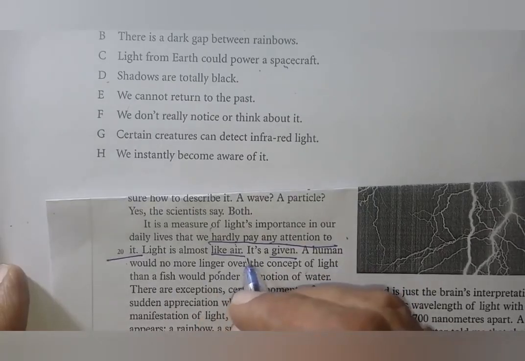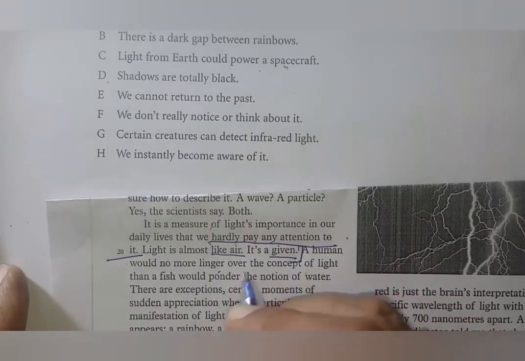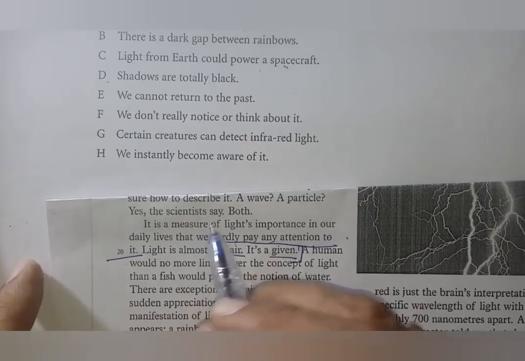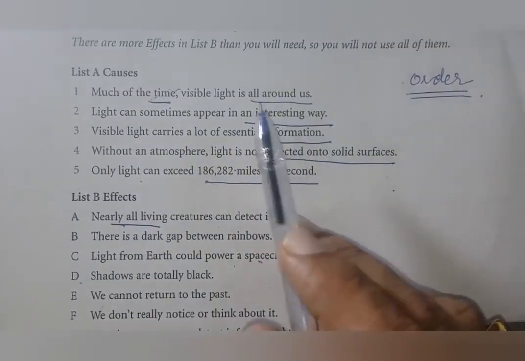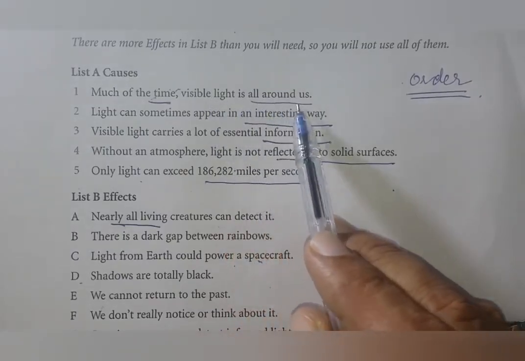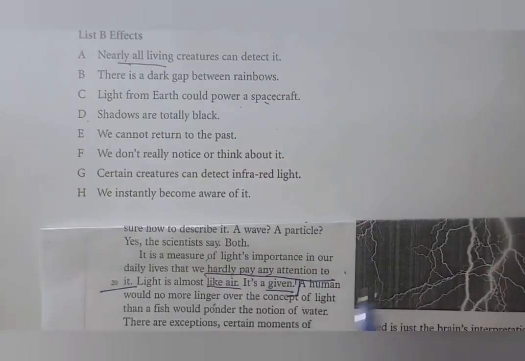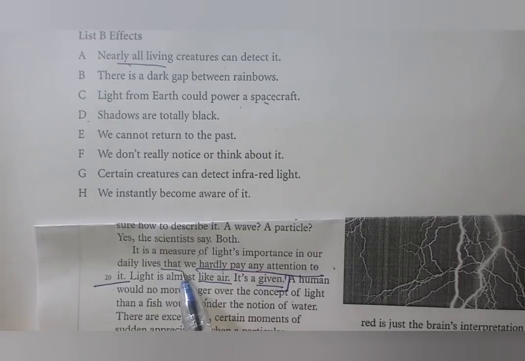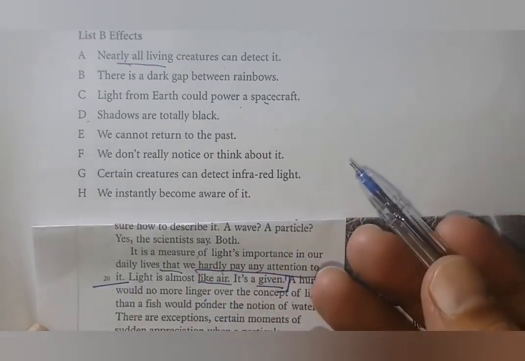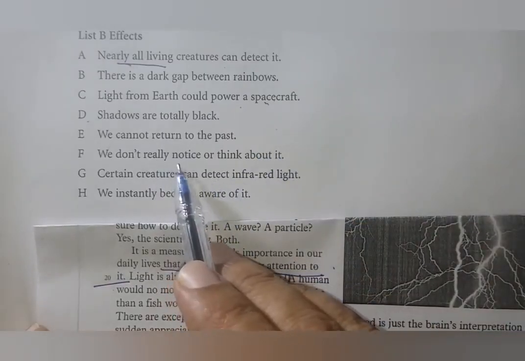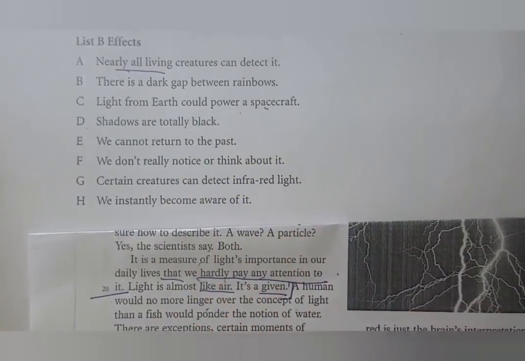Right? So don't go here and there. Just check these lines. Right? So he said very clearly, you can check, visible light is all around us. So what is the effect? That explanation. We hardly pay any attention to it. So the best option is we don't really notice or think about it.